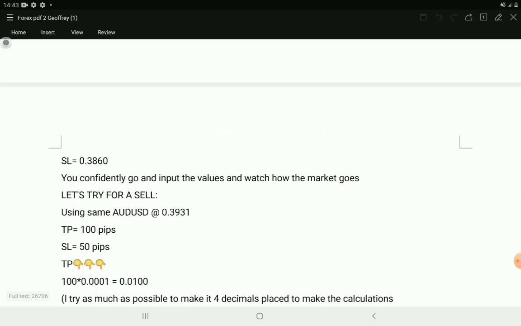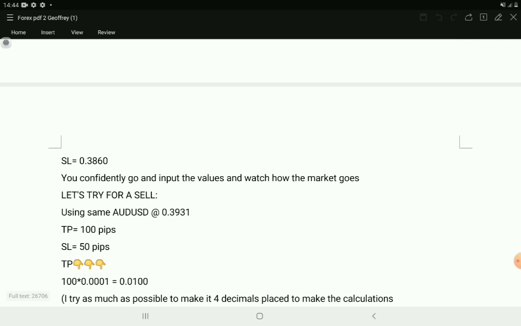Okay, let's try a sell now. If you're selling AUD/USD, that is the Australian dollar paired with the US dollar, maybe at a particular point of entry or execution the market price is 0.3931, and you want to put your TP 100 pips below your entry. Because if you are buying, your take profit will be above your entry. Well, when you're selling, your take profit will be below your entry, because if the market is going down while you are selling, you are making money, right?